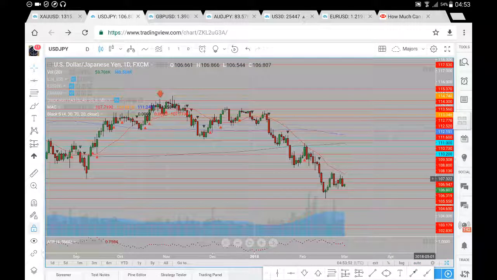Head downwards towards the various levels identified beneath the 105.55, like for example 104.65. And with that said, that pretty much wraps up the US dollar Japanese yen analysis.